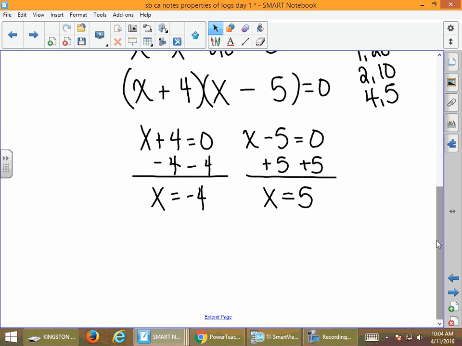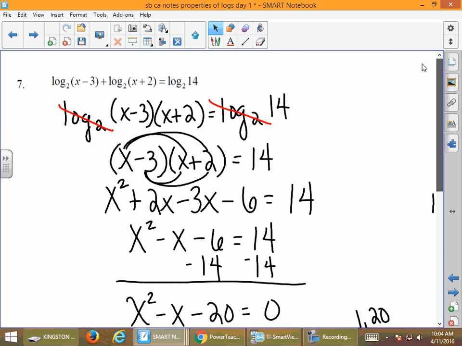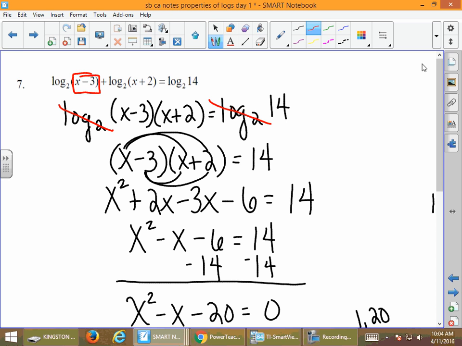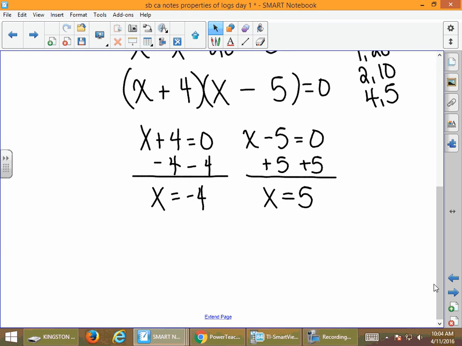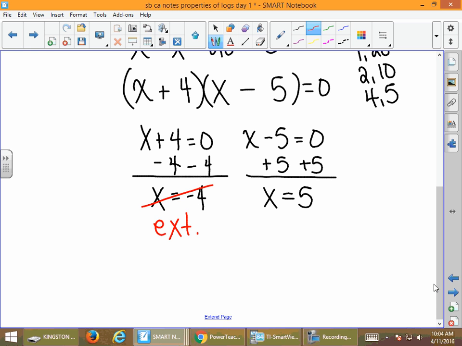So we're going to take our values and we're going to go back to the original problem. And when we put negative 4 in here, negative 4 minus 3 is negative 7, and this value needs to be positive. Well, negative 7 is not positive, which means that we're going to cross this out. Don't scribble it out. I usually write EXT by it. That solution is extraneous. The second that we get a negative value, it's out.